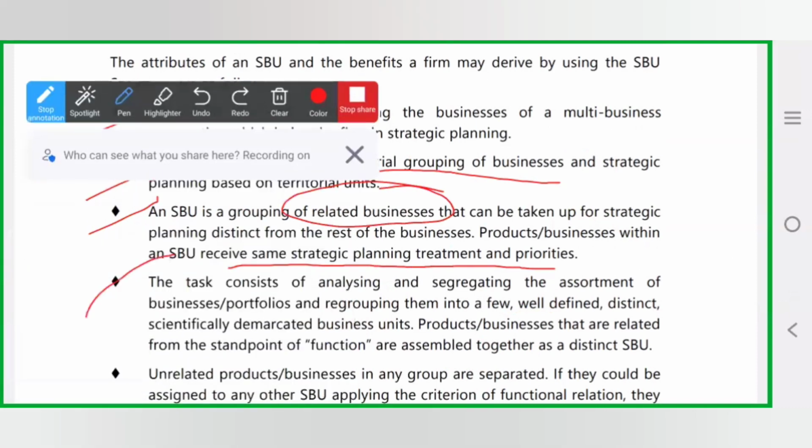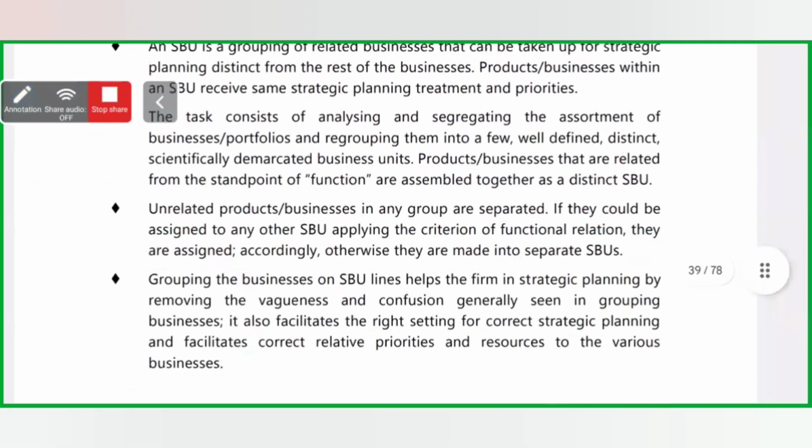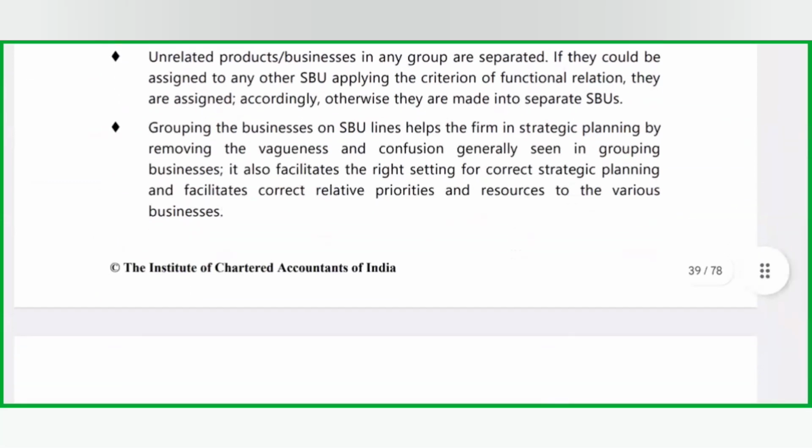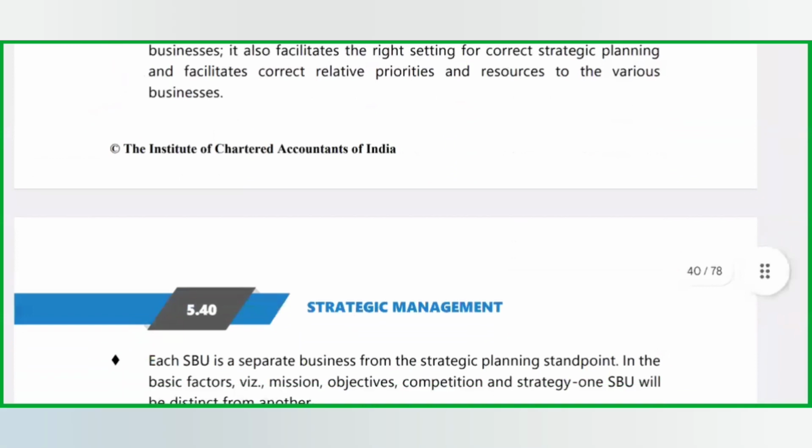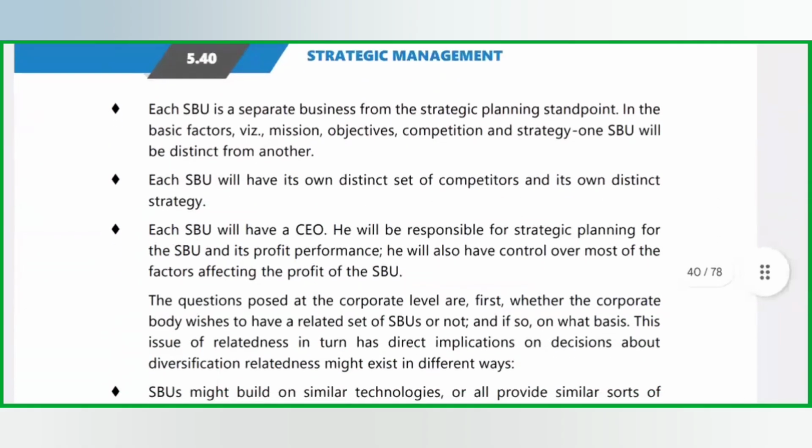The task consists of analyzing and segregating the assortment of businesses or portfolios. Again, unrelated products and businesses in any group are separated there. Grouping businesses into SBUs helps the firm in strategic planning by removing vagueness and confusion, which is generally seen in grouping businesses. Again, each SBU is a separate business. Each SBU has its own distinct set of competitors and its own distinct strategy.